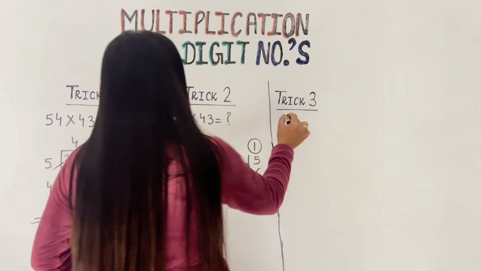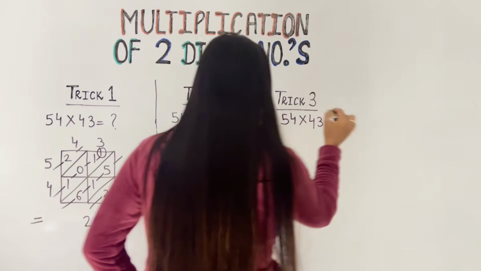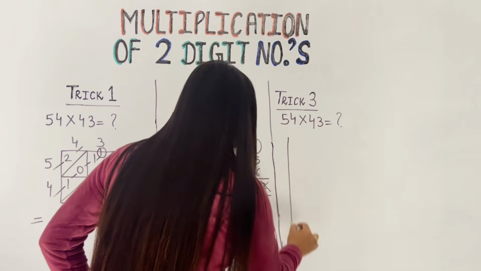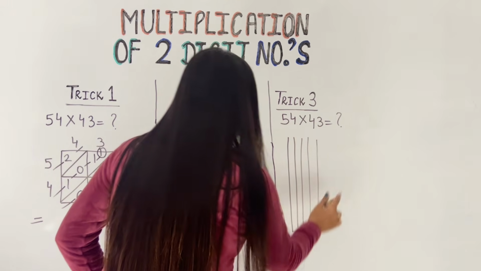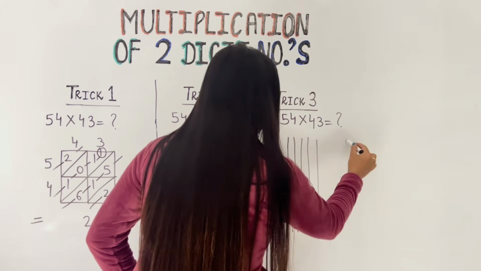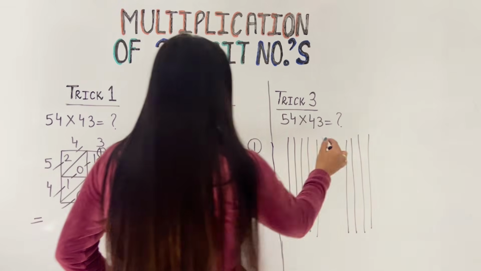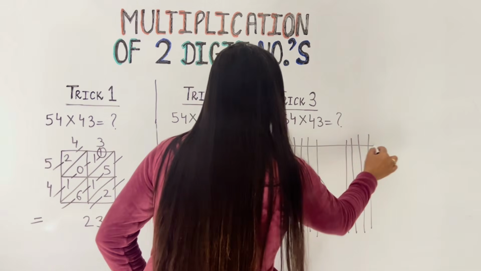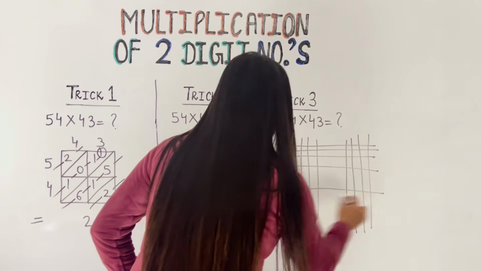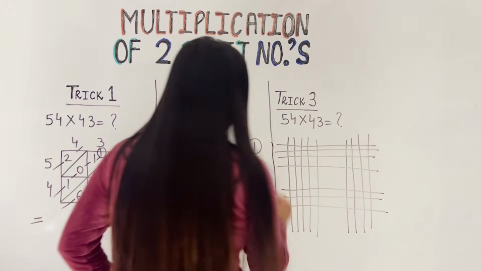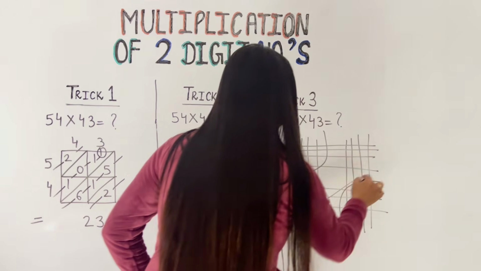Let's move to the last trick, trick 3. That is 54 into 43. Again we'll do that. For this, first we'll draw 5 vertical lines. 1, 2, 3, 4, 5. Then you have to leave some gap because then we'll draw the lines for the second digit. That is 1, 2, 3, 4. Now for the second number, you have to draw horizontal lines. First you will draw 4 horizontal lines and then you will leave some gap and then draw 3 horizontal lines. Now you have to divide your design in this way.